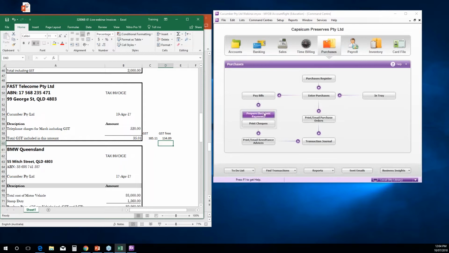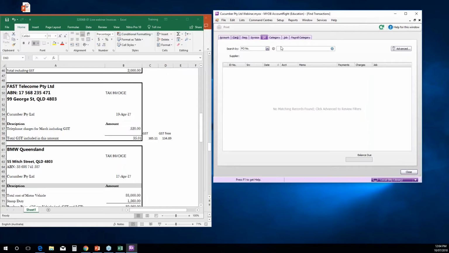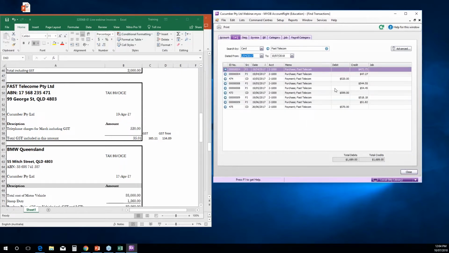So let's then reflect this in MYOB. I'm going to go back to find the transaction. It's better for me to go with the card and Fast. Here you go, Telecom. We have April invoice payment, May invoice payment, June invoice and payment. So I'm going to show you only the April invoice. So you will have to do May and June by yourself.